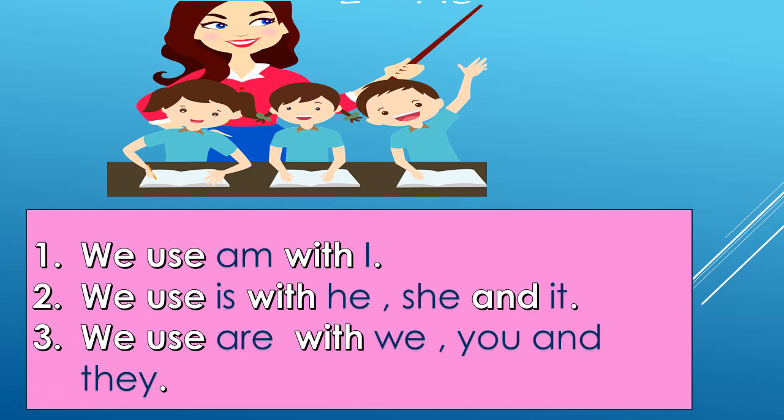We use are with we, you and they. For example, we are a happy family. You are sweet. They are my friends.